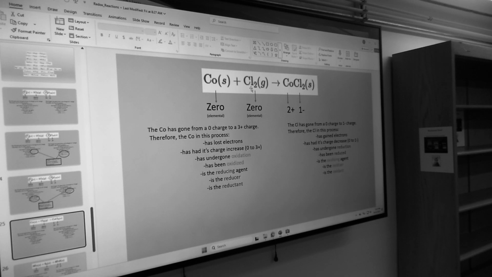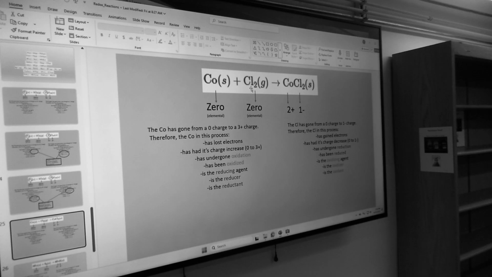Okay, now we can say that cobalt has gone from 0 to +2, and chlorine has gone from 0 to -1. Therefore, chlorine gained electrons and cobalt lost electrons in the process of this reaction. So chlorine is being reduced. Chlorine is undergoing reduction. Chlorine can also be called the oxidizing agent in this reaction. It can be called the oxidizer, and it can be called the oxidant.